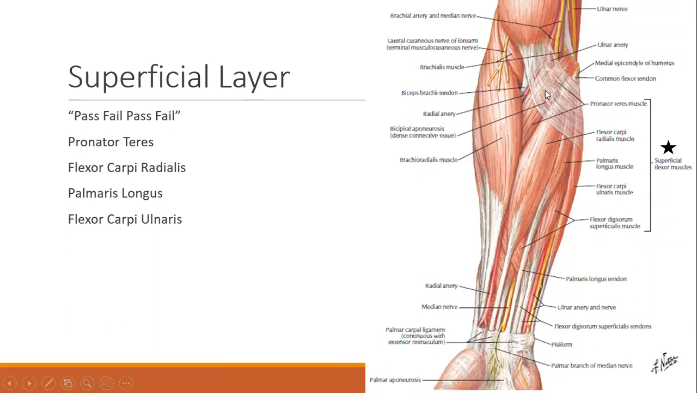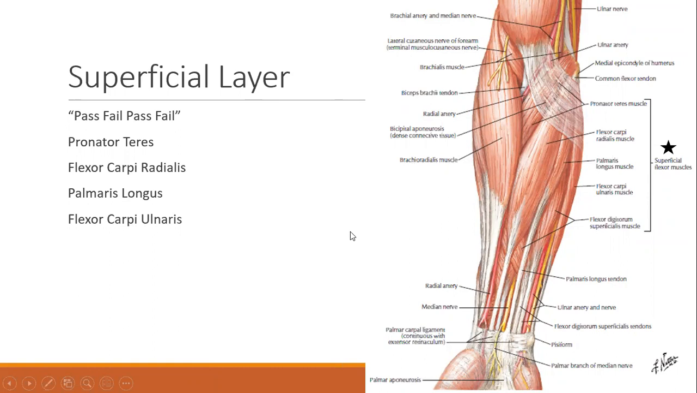So the 4 muscles of your superficial layer, you have your pronator teres, which is right here, which it tells you in the name that it's going to pronate. You have your flexor carpi radialis, which you can see right here. So literally it flexes the carpal bones on the radial side of your wrist. So flexor carpi radialis, which remember radial is more lateral versus ulnar is more medial.